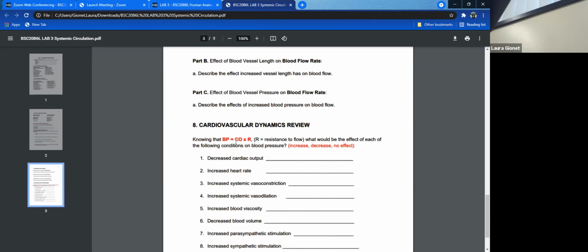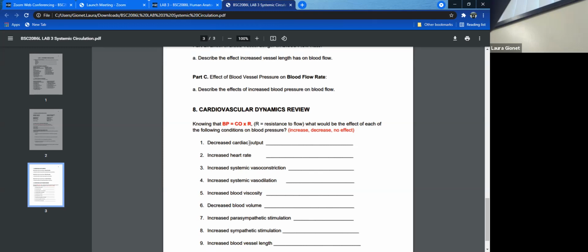But I would keep in mind, right above CO, stroke volume times heart rate, because now we have essentially three terms. And if any one of those increases, blood pressure increases. Any one of those decreases, blood pressure decreases. Okay, so this is talking about blood pressure. So decrease cardiac output. If I decrease CO, I decrease blood pressure.